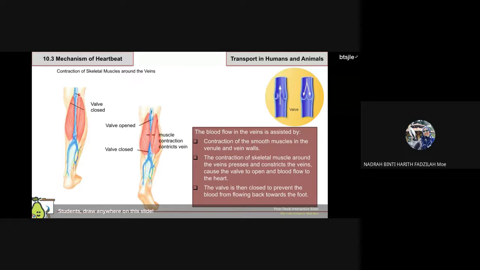Sebab tu kita nampak orang yang bedridden ni kalau dia lama tak bergerak, kita nampak dia sembab, nampak slightly lesu sebab darah tu tidak circulate dengan baik. So that is why when we visit atau we care for bedridden family members ke atau friends ke, kita bantu, kita urut dan sebagainya kan, to help the muscle contraction around the vein.